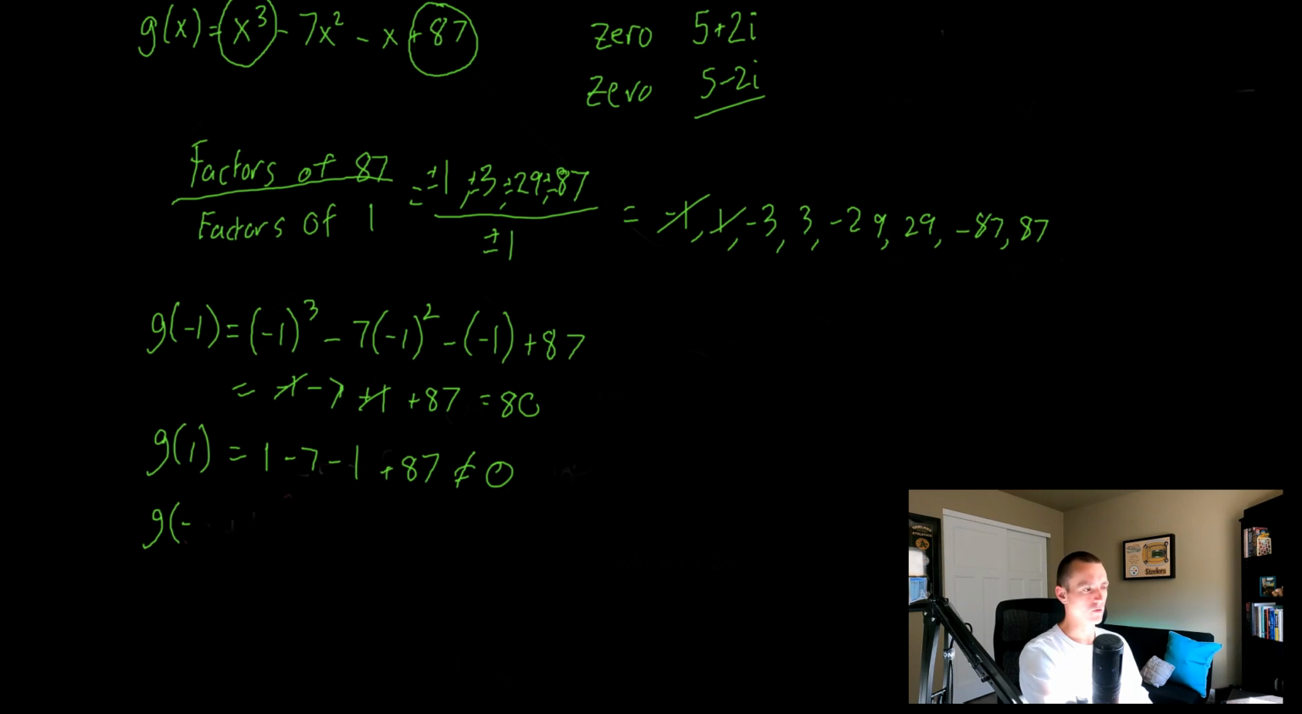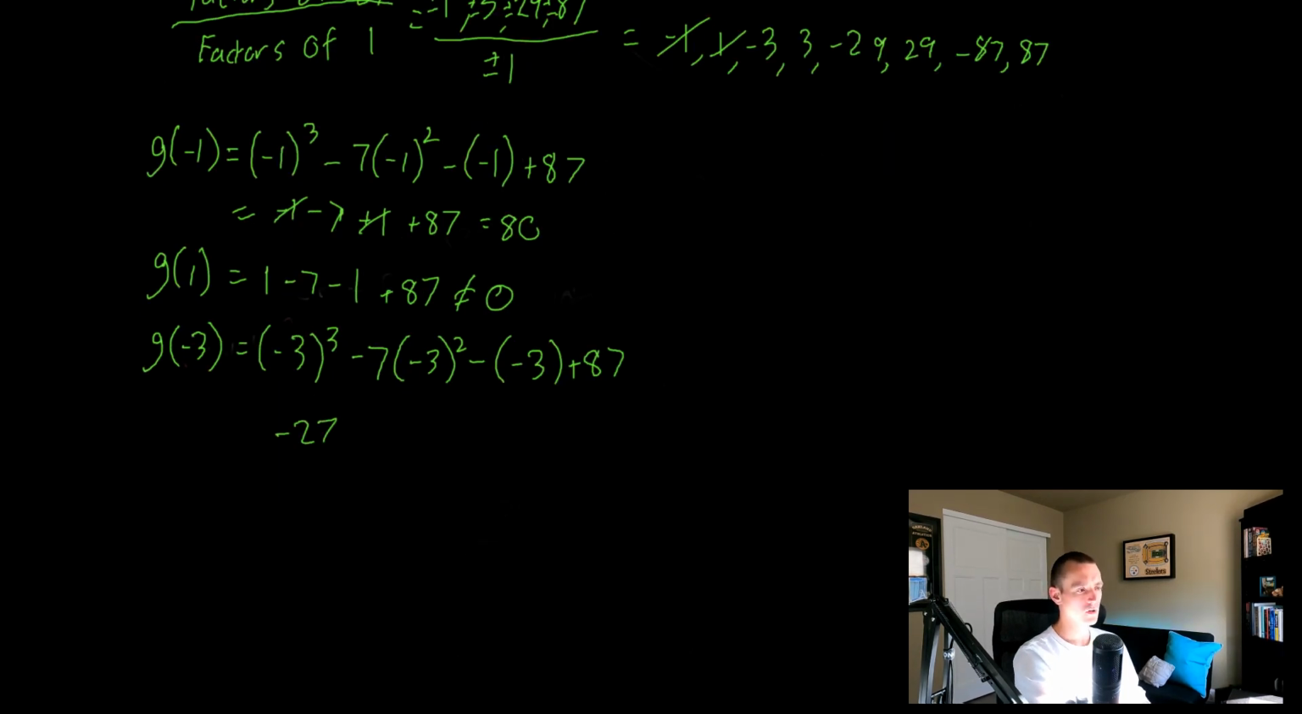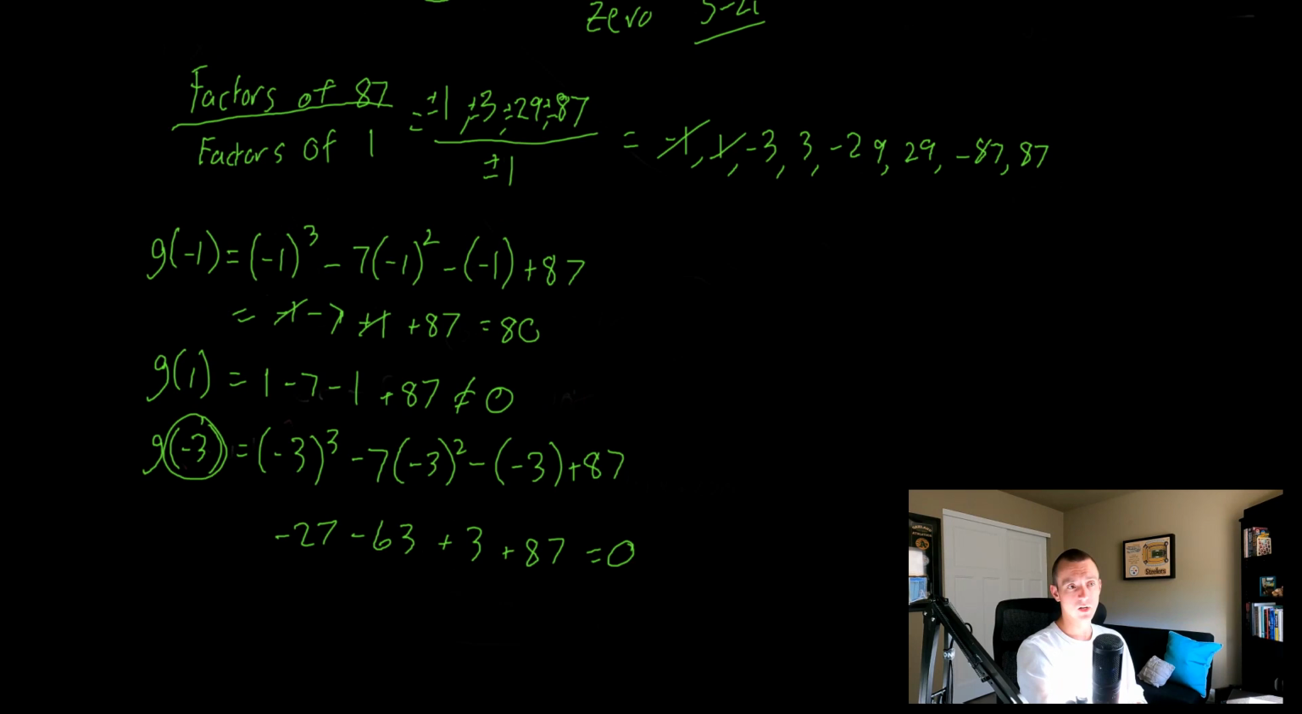What about negative 3? Negative 3 cubed minus 7 times negative 3 squared minus negative 3 plus 87. Okay, adding this all up. Negative 3 cubed is minus 27. Negative 3 squared is 9 times negative 7 is negative 63 plus 3 plus 87. So negative 27 plus 87 is plus 60. Minus 63 is negative 3. Plus 3 is 0. So this actually gives us 0. So that tells us negative 3 is actually a 0 of this function.